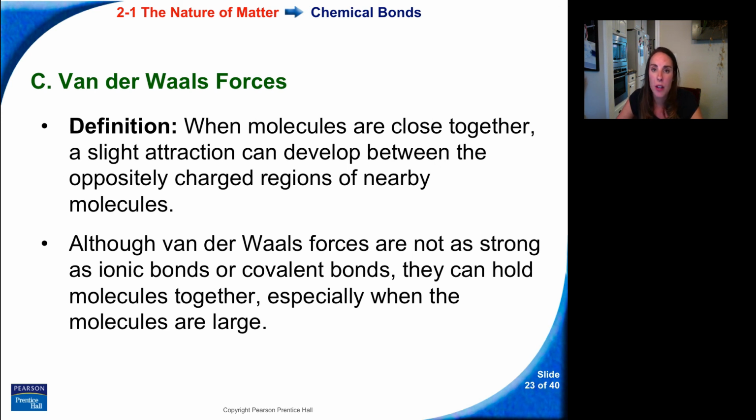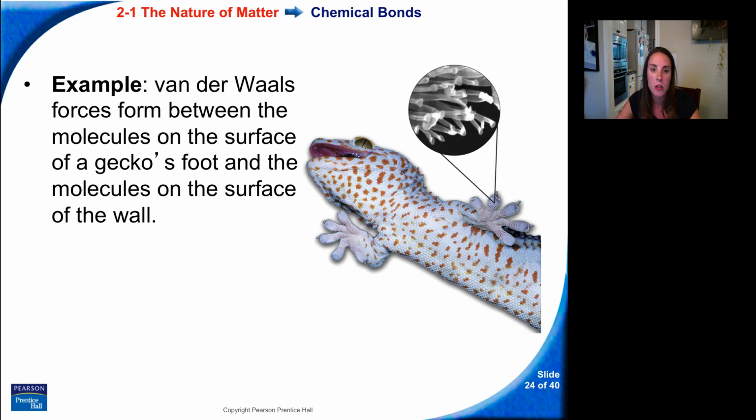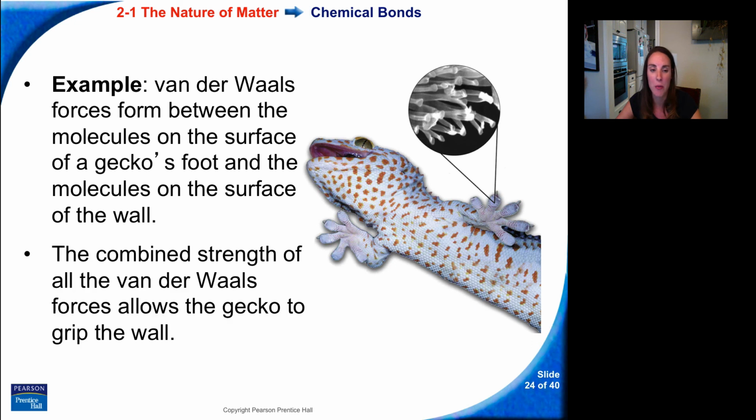Last, we're going to talk about van der Waals forces. This is not a bond, but it's kind of an attraction between atoms. When molecules are close together, a slight attraction can develop between the oppositely charged regions of nearby molecules. Although van der Waals forces are not as strong as ionic or covalent bonds, they hold molecules together, especially when the molecules are large. Here's an example. Van der Waals forces form between the molecules on the surface of a gecko's foot and the molecules on the surface of the wall, allowing the gecko to walk on the ceiling and walk up walls. The combined strength of all the van der Waals forces allows the gecko to grip the wall.